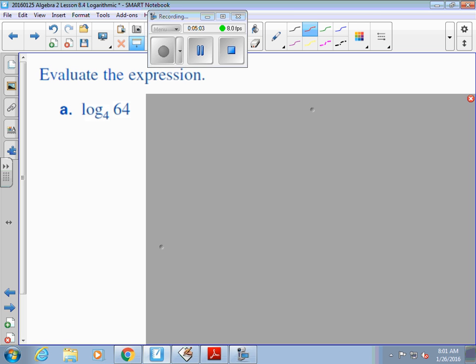What it's asking you is 4. This is how you set this problem up. This is the base right here, log base 4. 4 to the what power is 64? That's how you want to look at that.